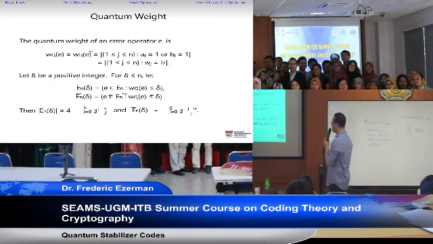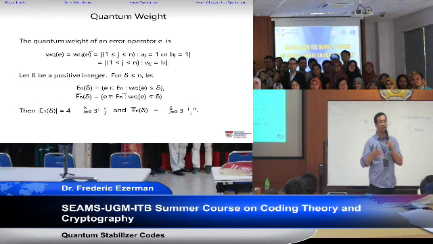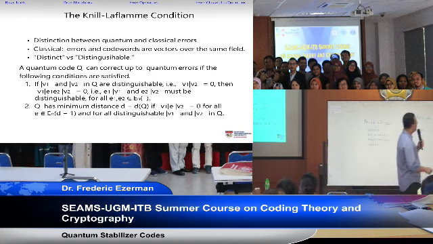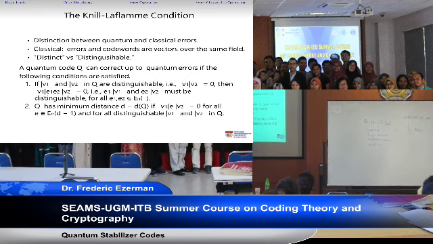Okay, so here is the Knill-Laflamme condition. This is the main criteria for quantum error correction. It was set up long ago by Manny Knill and Ray Laflamme. So here is the distinction between quantum and classical error. In classical error, the errors and code words are vectors over the same field. As I mentioned, in the quantum world, you have operators, error operators, and states. They're different.